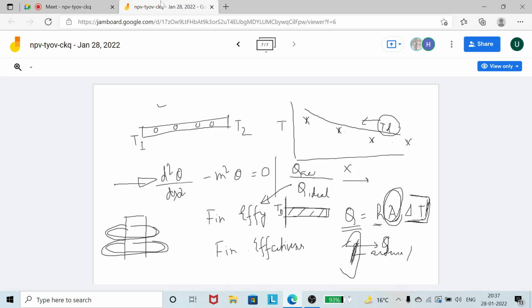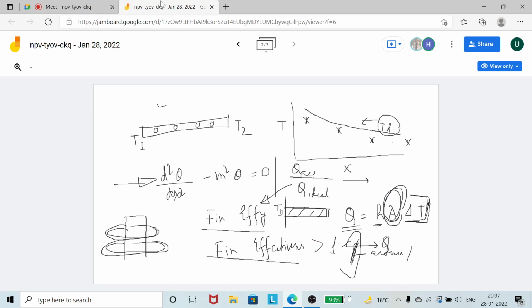HA TB minus. No, that means when everywhere it is TB, that is the ideal, and otherwise it is not really ideal, there is a distribution. So it must be less than 1. But fin effectiveness must be greater than 1, because you are putting a lot of area. So fin effectiveness can be 30, 40, 50.